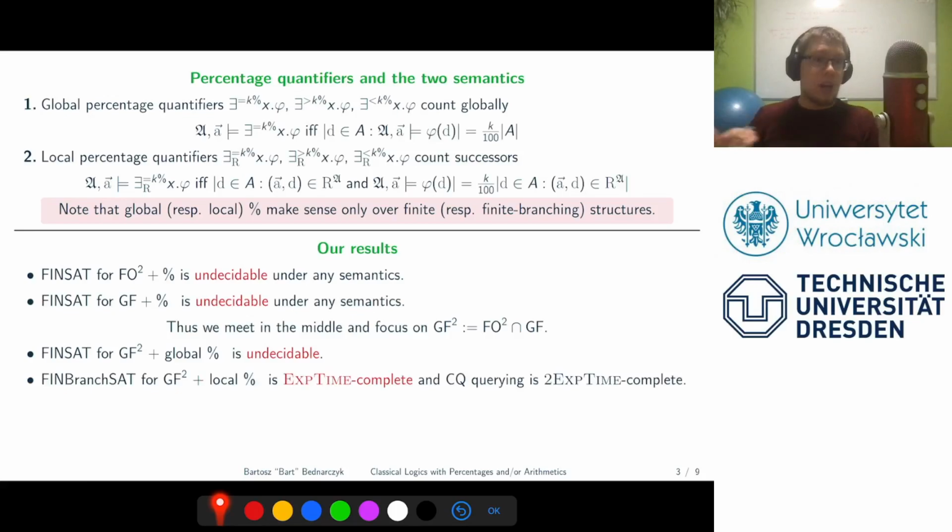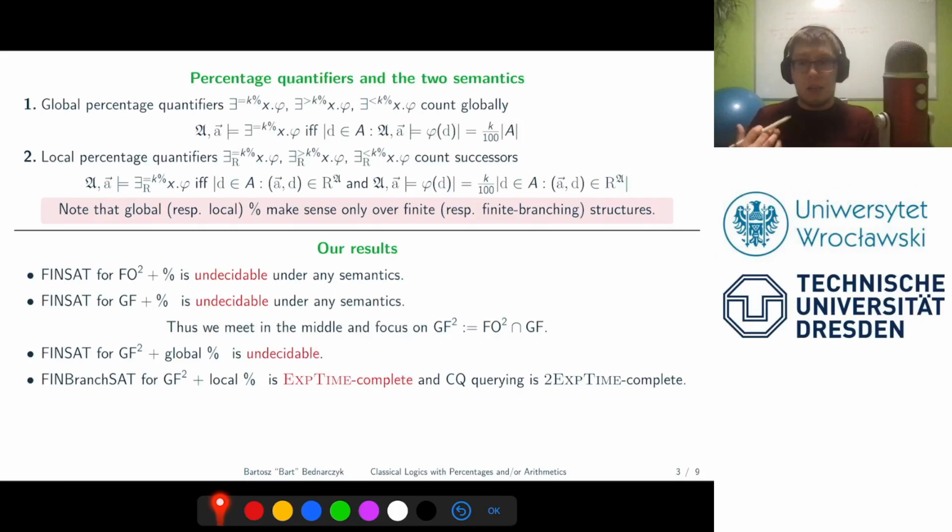For finite branching structures that can possibly be infinite, we have an exponential time algorithm solving the satisfiability problem over such structures. We also consider the problem of conjunctive query entailment, which is quite popular in the description logic setting, and we can show that this problem is doubly exponential time complete. So we have a doubly exponential time upper bound, because the lower bound holds already for ALCI.